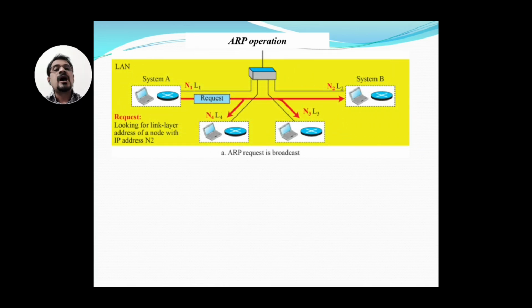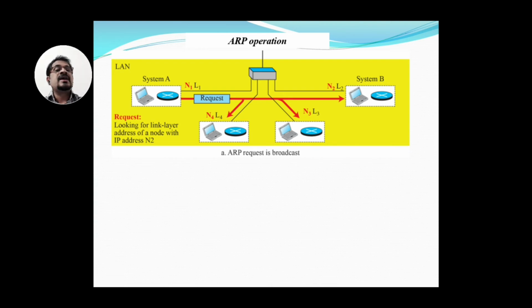Now we can see how ARP works. Take this example. System A is looking for the link layer address of a node with IP address N2. Say, for example, I know the IP address of the receiving node, it may be N2, but I don't know on which link that particular node is connected in the network.